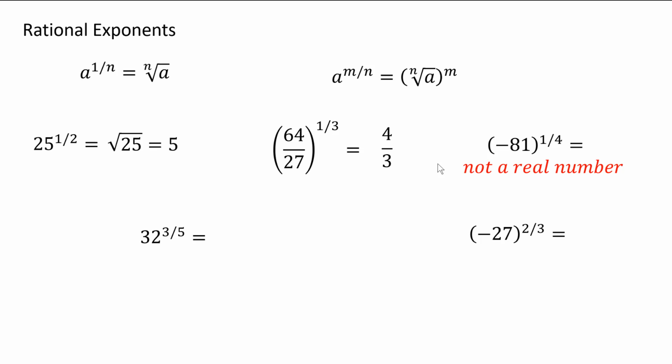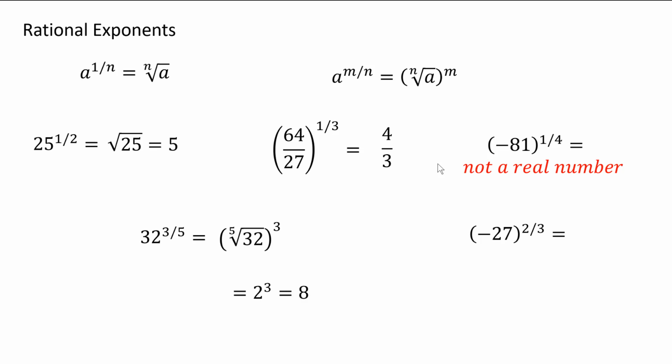Okay, then you got 32 to the 3/5. This means you're going to take the fifth root of 32, which we just talked about, which is 2, and you're going to raise it to the third power. So the fifth root of 32 raised to the third power is going to be 2 to the third power, which is 8. Now you have -27 to the 2/3 power.